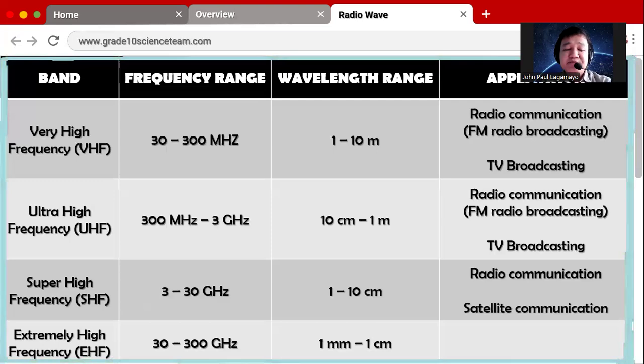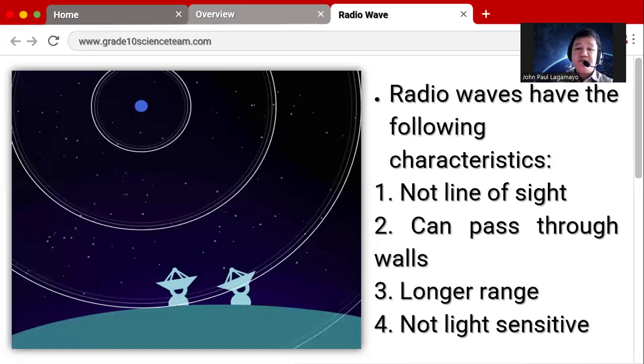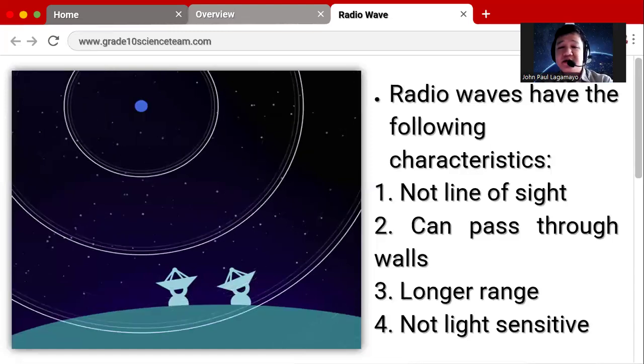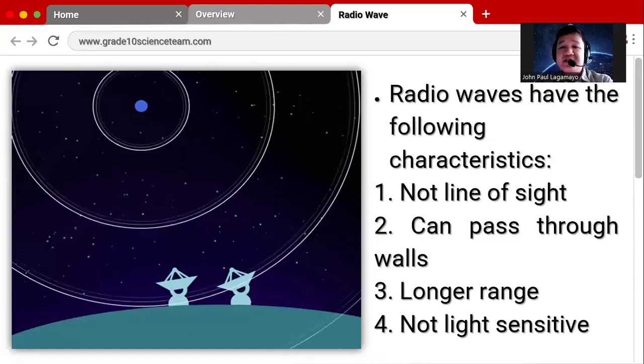And one of the examples of super high frequency radio waves is satellite communication. Kasi po itong super high frequency to very high or extremely high frequency radio communication is the starting point of satellite communication, until the microwave. Kasi commonly microwaves are also used for satellite communication. So itong pinakataas ng radio wave ay ang starting point po ng microwave. So yan. So I'm hoping that you can get what I mean po, no? So radio waves have the following characteristics.